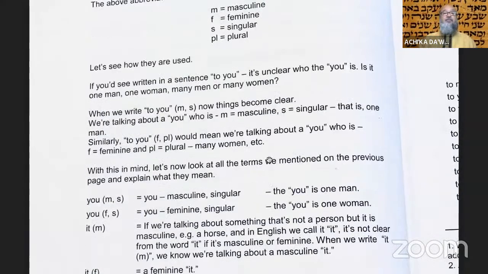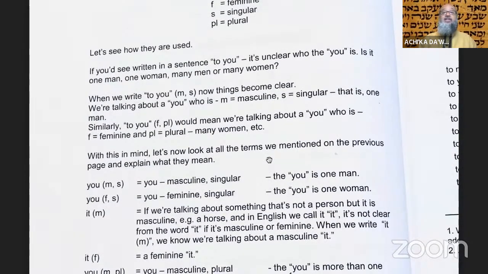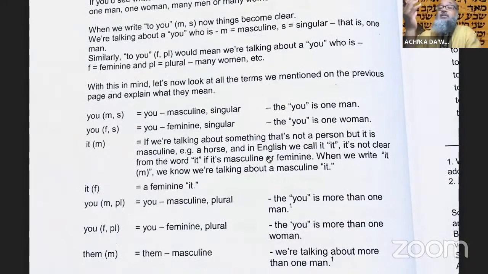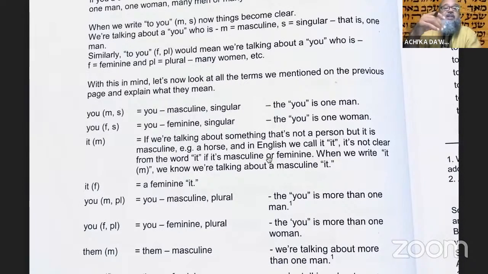So you would see written in a sentence, "to you," and it's unclear who the you is. Because remember, in English, you can be masculine, it could be feminine, it could be you singular, it could be you plural. You got to find out, is it one man, one woman, or many, right? So when you write this, "to you," how would you do this? Things will become clear because you'll know what it is. So we're talking about you who is a masculine singular, that is one man. That's what masculine singular is. You're talking about a female plural, it would be an FPL. That's it. Many women. So with this in mind, you look at the terms that are mentioned in the previous page and it'll explain what they mean.